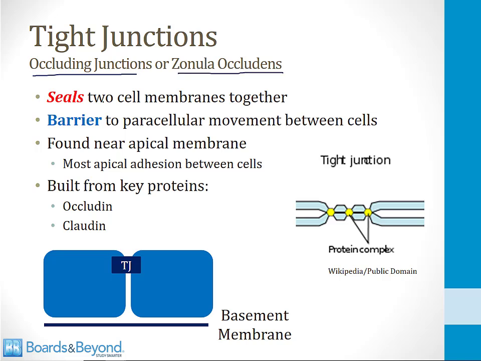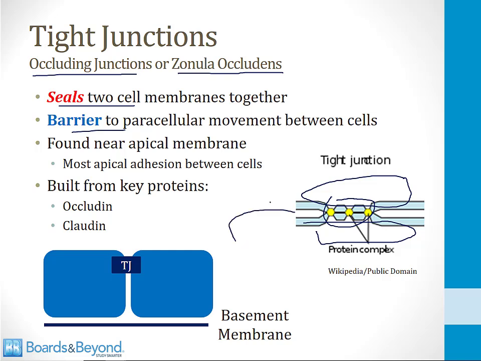What tight junctions do is they seal two cell membranes together, just like is shown in this picture on the screen. So if this is one cell here and this is another one on the bottom, their two cell membranes are next to one another, and the tight junction is going to seal those two membranes together. These junctions are so tight, that's why they're called tight junctions, that they serve as a barrier to paracellular movement between the cells. In other words, nothing could pass between these two cells if there is a tight junction present.